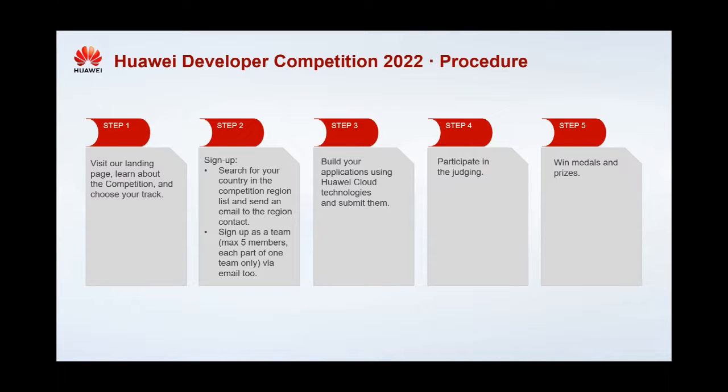Step 1. Visit our landing page, learn about the competition, and choose your track. Step 2. Sign up. Search for your country in the competition region list and send an email to the region contact. Sign up as a team via email too.